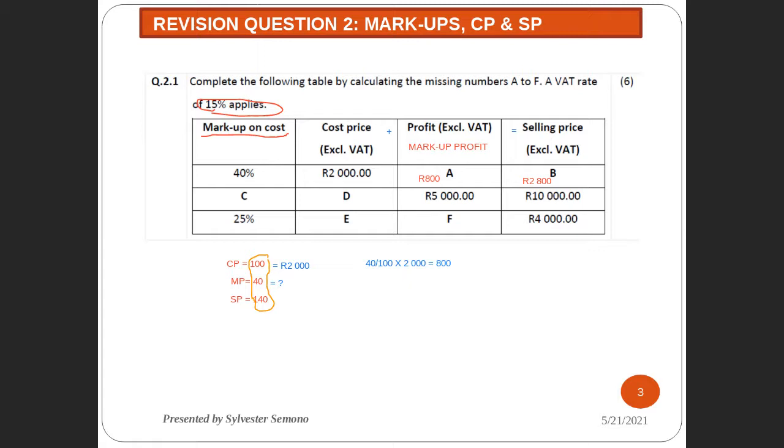So the next one, they say they are looking for the markup. Can you see now? It's different from the first one. From the first one, they gave us the markup. The second one, they didn't give us the markup, and they also didn't give us the cost price.